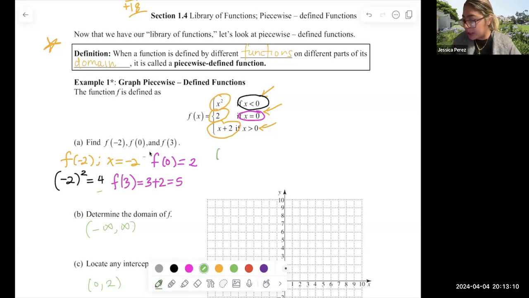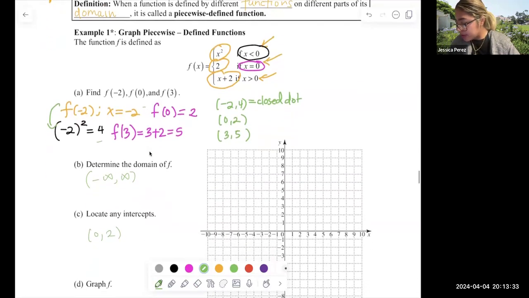So I'm going to have a few points. I have the point negative 2, 4, that's a closed dot. I have the point 0, 2. I have the point 3, 5. So I'm going to put those on the graph right now. But I need to be very careful on how I put them.